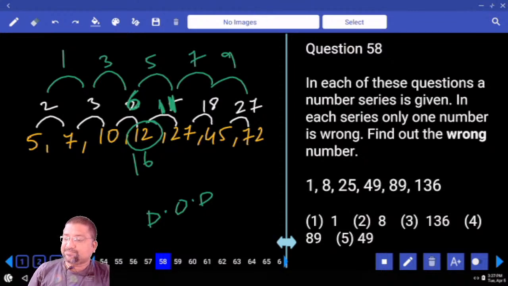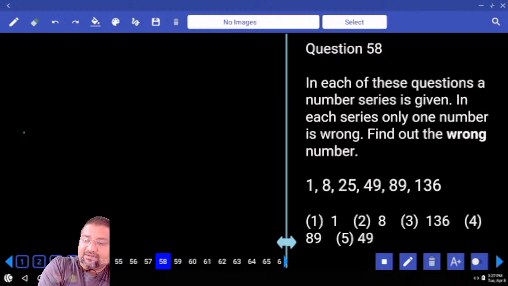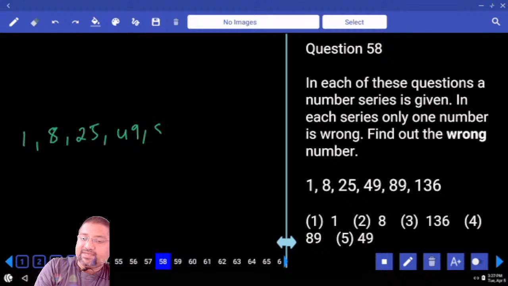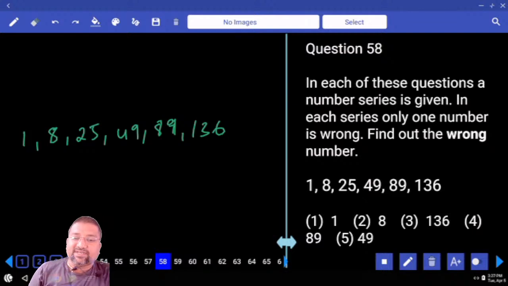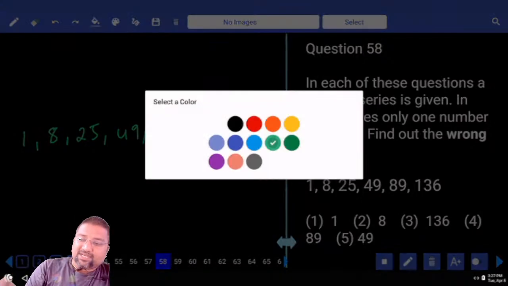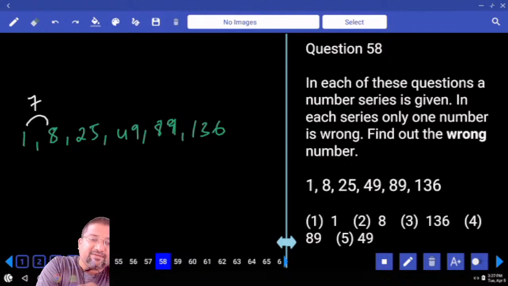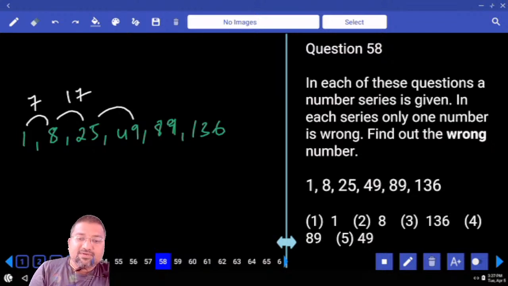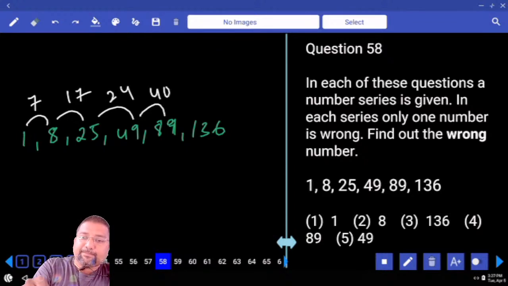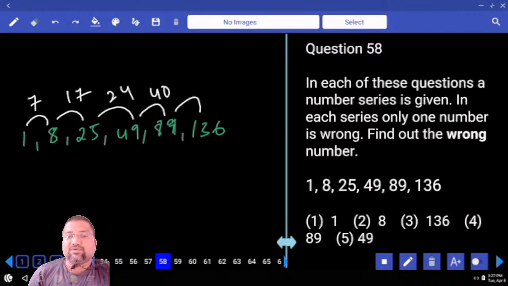What's happening here? Again, 1, 8, 25, 49, 89, 136. Increasing or decreasing? Huge or gradual? Gradual. And we'll go with the difference of difference. Come on. 7, 17, 20, 24, 40, 47.